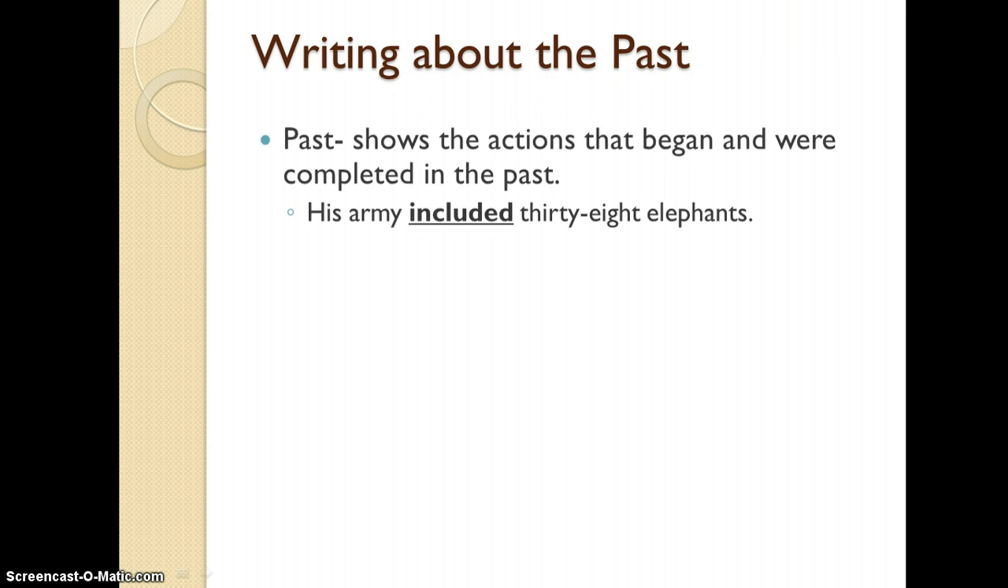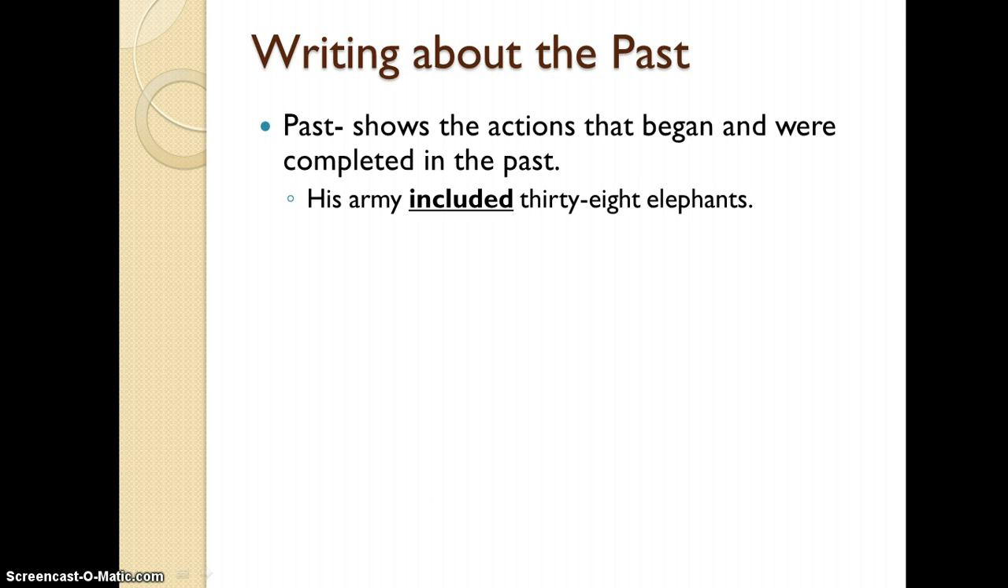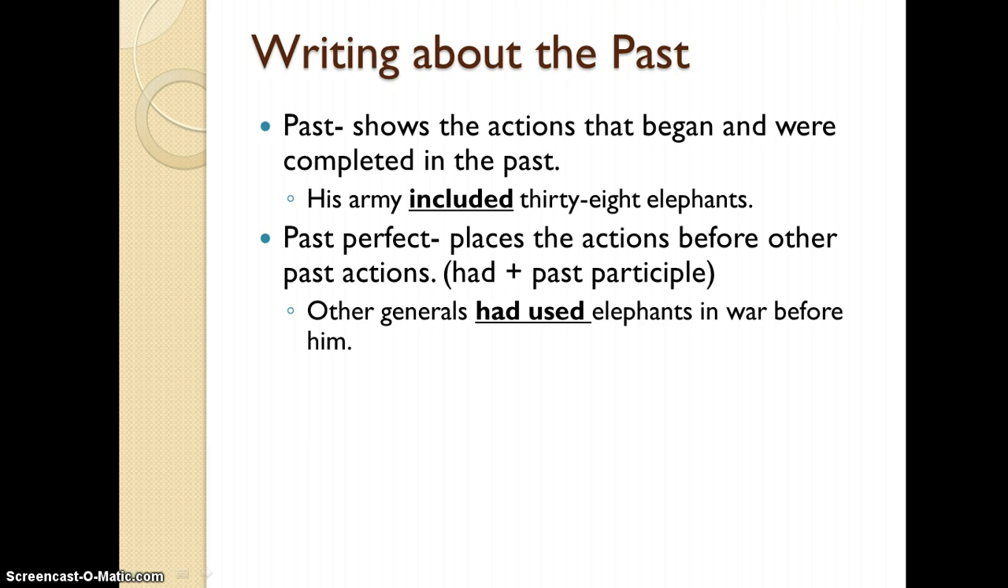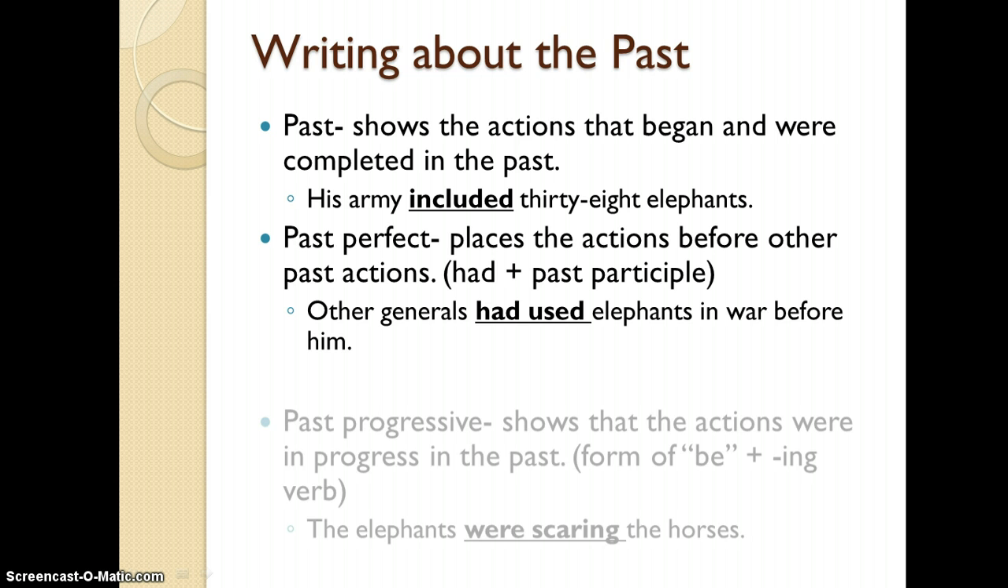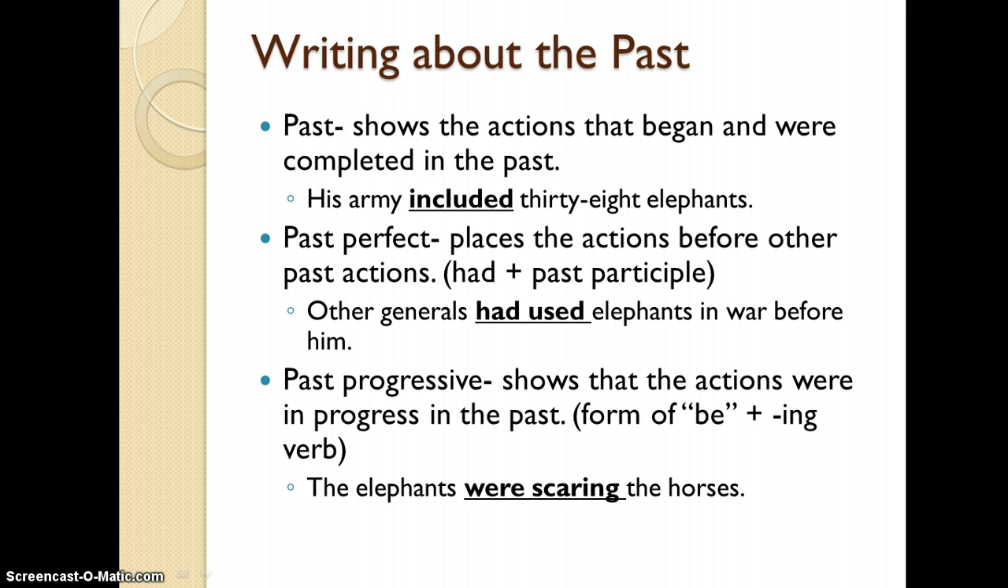Now the past, we'll go through one at a time just like we just did. The past shows the actions that began and were completed in the past. This is your simple tense. His army included 38 elephants. Past perfect places the action before other past actions. This is where you use had plus the past participle. So, other generals had used elephants and more before him. So there you have had, and the past participle of use is used. And then the past progressive shows that the actions were in progress in the past. Form of be plus the ing verb. The elephants were scaring the horses. It was in progress in the past.